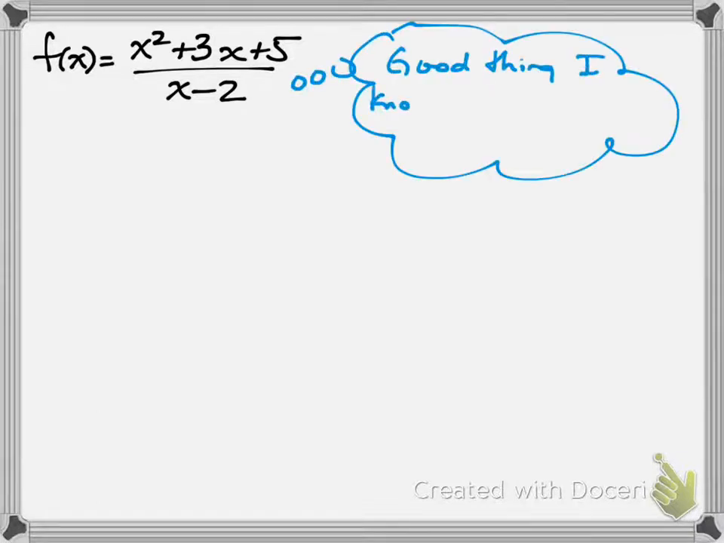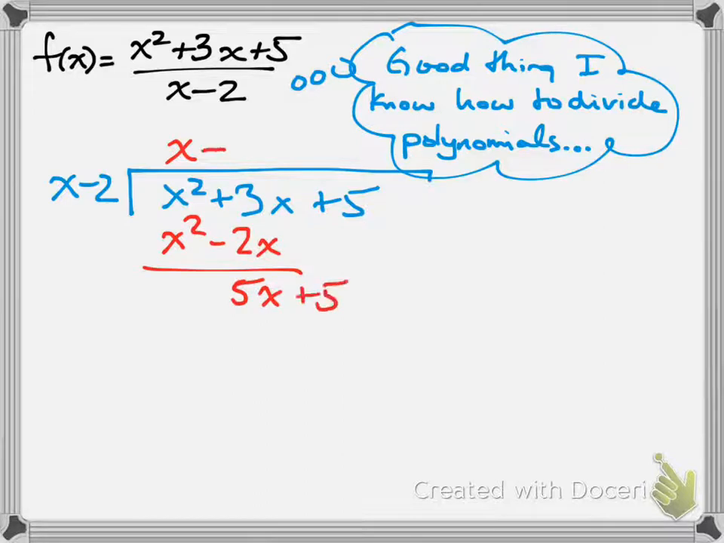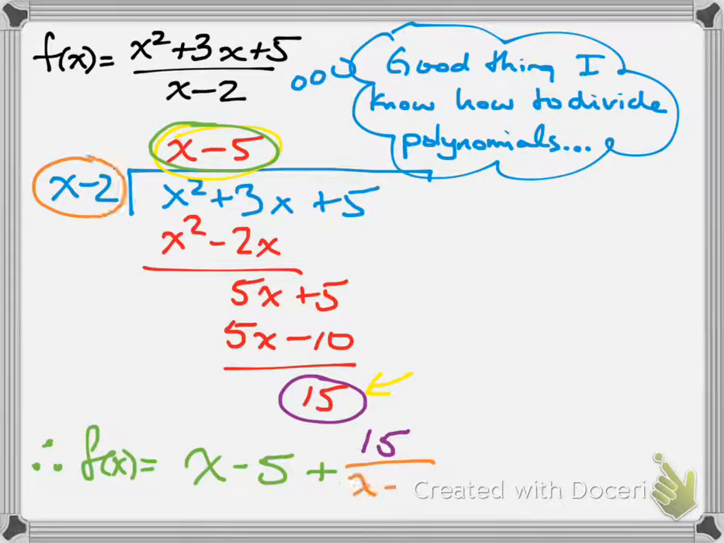So far we have this. And you can think to yourself, well, it's a good thing that I know how to divide polynomials. So we carry out our long division, and it looks something like this. So we know that x squared plus 3x plus 5 divided by x minus 2 is x minus 5, and it's got a remainder of 15. That means we can write the function as x minus 5 plus the remainder over the divisor. That's our division statement.